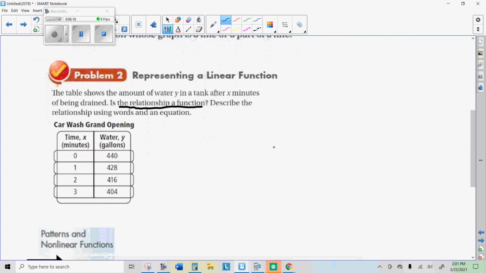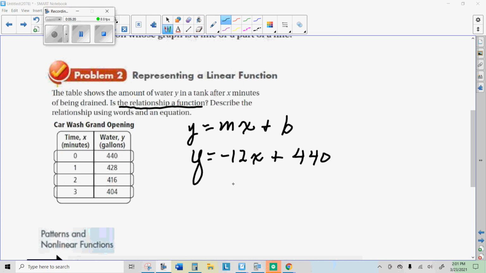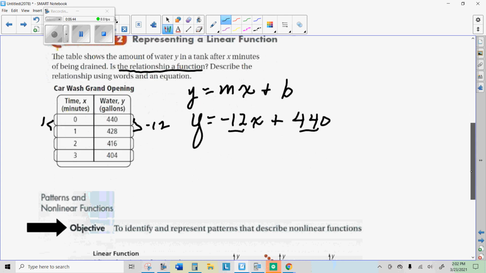So go ahead and see if you can figure out the function rule for the amount of water used. I hope you remembered the simplest form of a linear equation, which is the slope-intercept form. You can find the slope by looking at the pattern. It's going down 12 for every 1 minute. The rate is also the slope that goes in front of the x. And then whatever you're starting with, the 0 value, gets added on. So that looks like that.